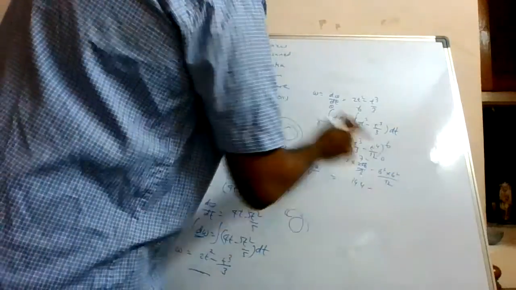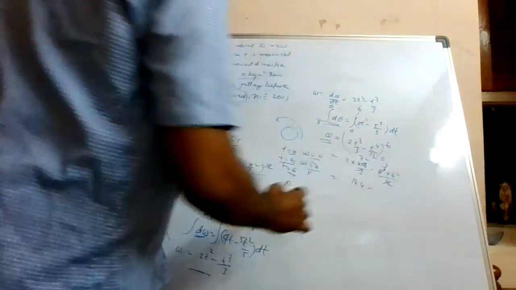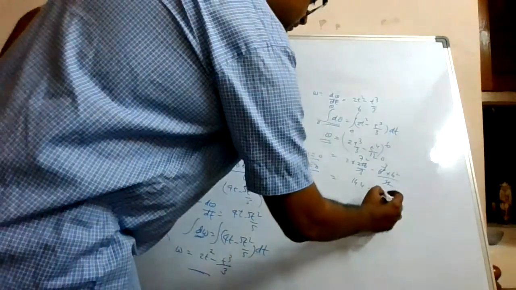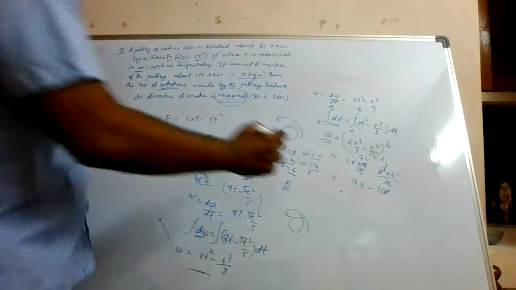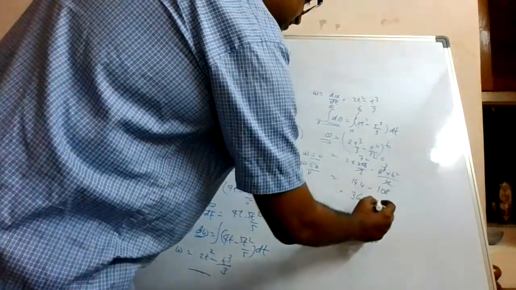So this is 36. So this goes 3 times. 6 square is how much? 36. 36 into 3 is 108. Alright. So 144 minus 108 is how much? It is 36 radians. Am I right? Yes. It is 36 radians.